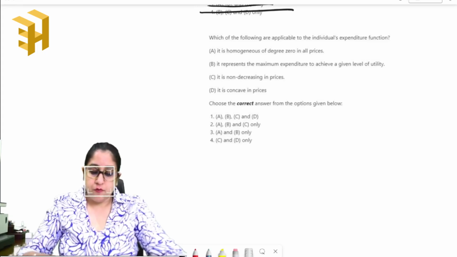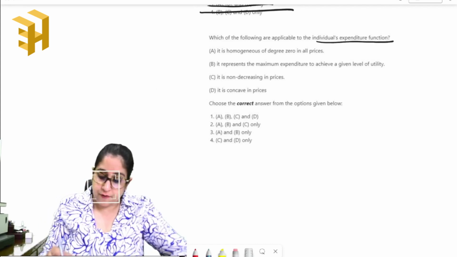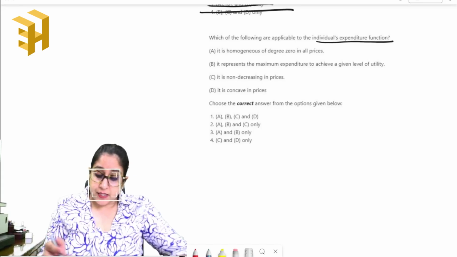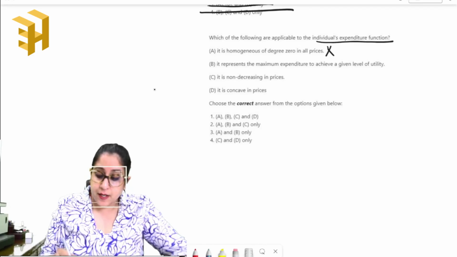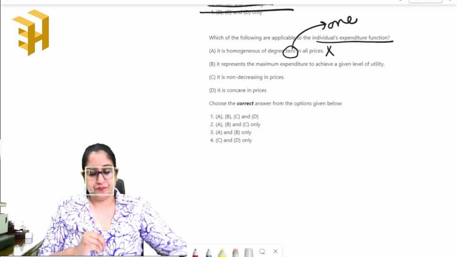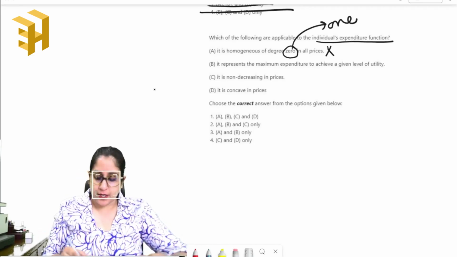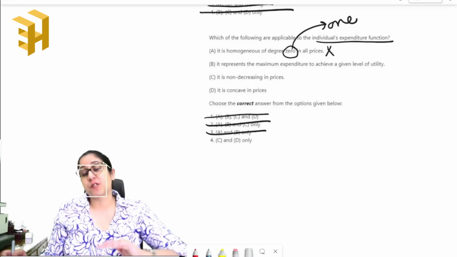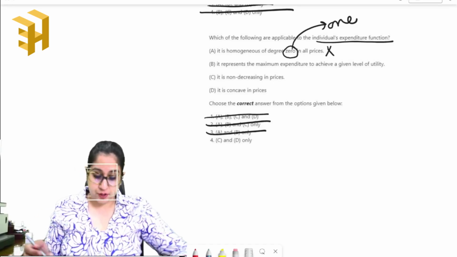Last question, which of the following are applicable to the individual's expenditure function? How much expenditure is being incurred? A, it is homogeneous of degree 0 in all prices. Absolutely wrong. Rather, it is homogeneous of degree 1, right? So, with the very first statement only, we can strike out the 3 options that are there, which makes 4 the right answer. But let's go through the other statements also.